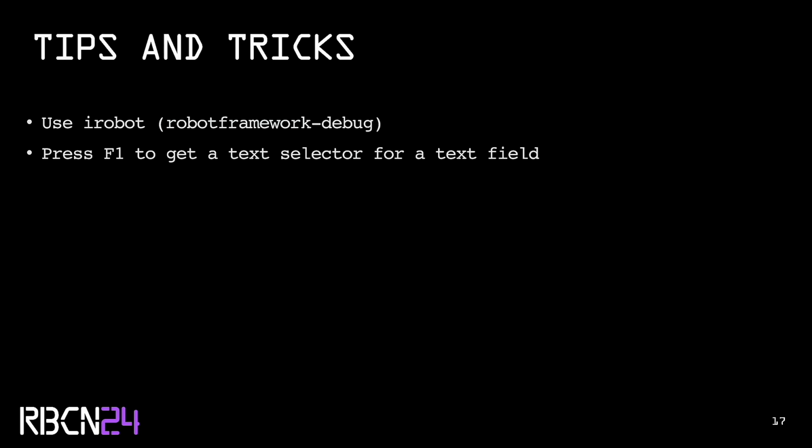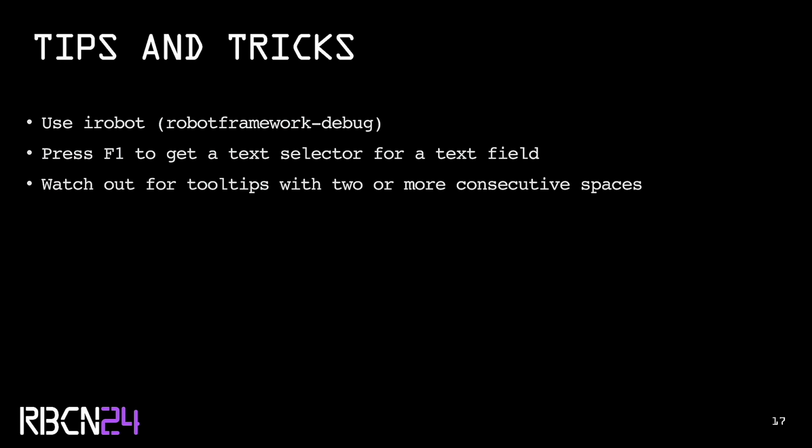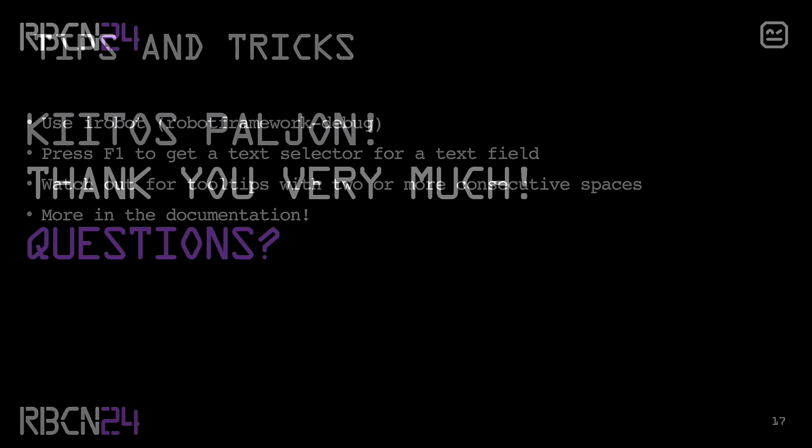So here's a summary of the tips and tricks I just showed you. Like I said, use iRobot. You can get it by installing Robot Framework Debug. As I showed, when necessary, you can press F1 to get a selector for a text field. And watch out for tooltips with 2 or more consecutive spaces. And of course, you will find more tips in the documentation.